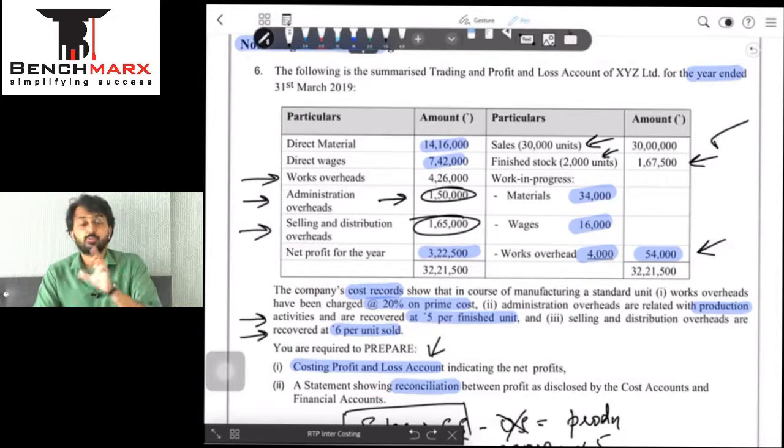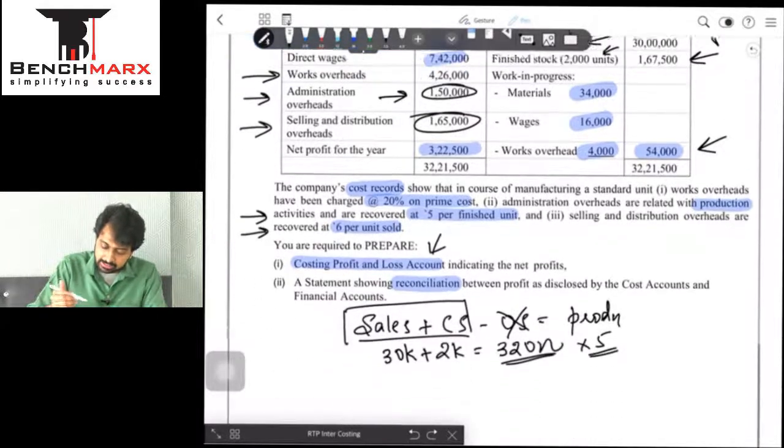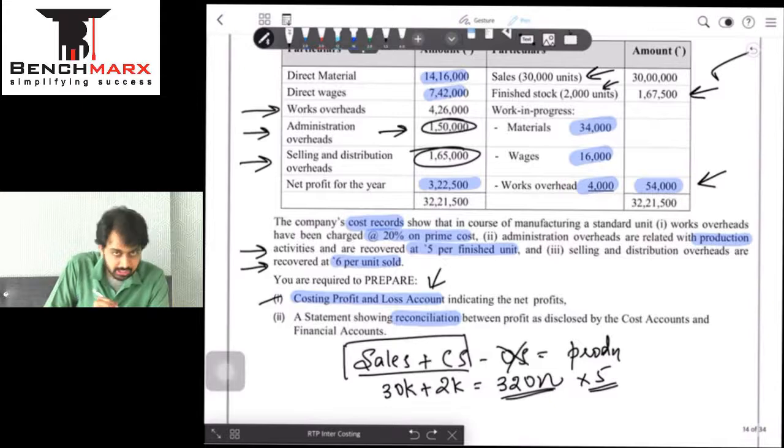And these will also be a part of the reconciliation. So don't just compare amount here and amount there. Also compare what things are in the finance but not in the costing and vice versa. ठीक है, and that is how I reconcile. So my part 1 is also done, that is costing profits, and part 2 is also reconciliation.